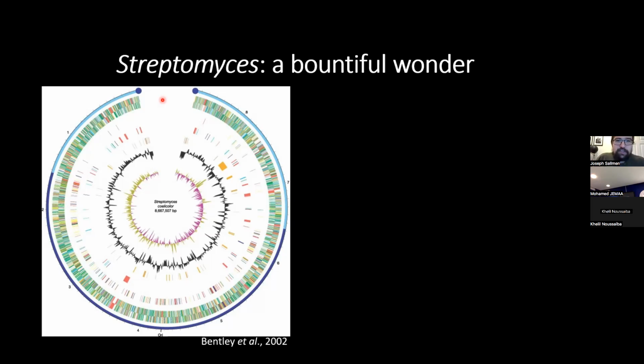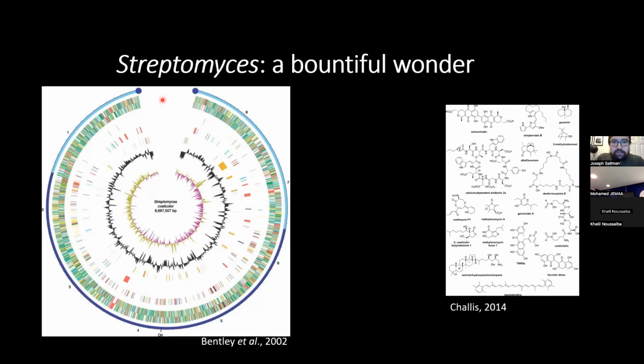But that's not the only thing. As I mentioned before, I believe Barry talked yesterday about the antibiotics of bacteria. And Streptomyces coelicolor makes all of these compounds. These are not just antibiotics, but some are signaling molecules. And Streptomyces as a whole make antifungals and anti-cancer drugs.